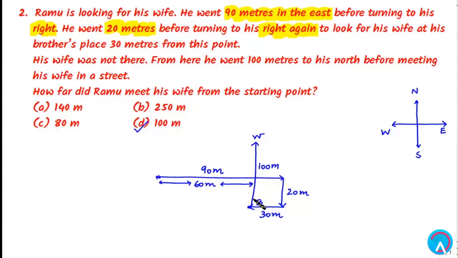And this is 20. So this length here will be 80 meters. And if we complete the right angle triangle here, this is the initial position of Ramu and this is the position of the wife. We have to find this distance. That means we have to find the hypotenuse in this right angle triangle. One side is 80, one side is 60. By application of Pythagoras theorem, you can very easily find the measure of the hypotenuse. That will come as 100 meters.